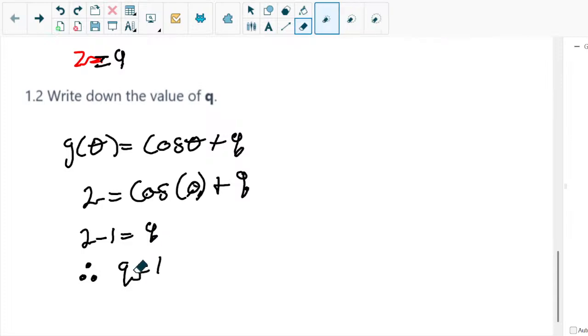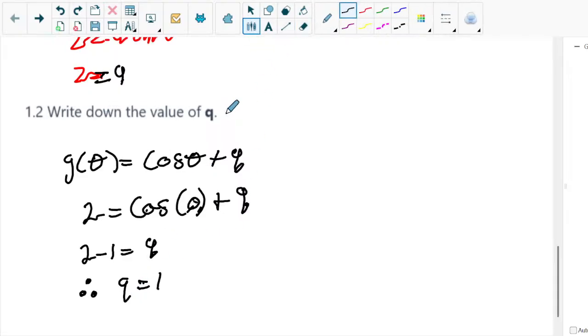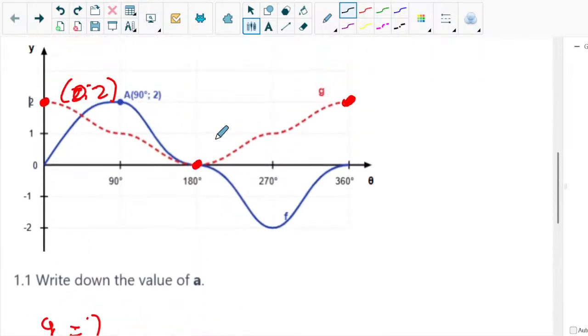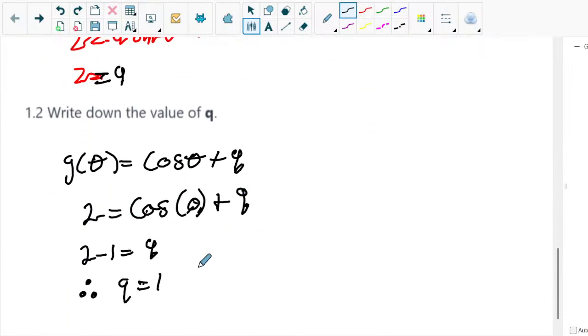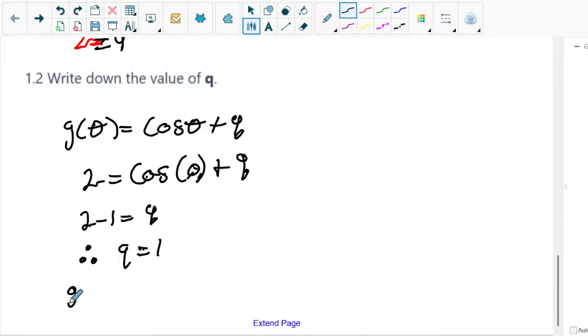So our graph looks like this. It says g of theta is equal to cos of theta plus 1. It shifted 1 unit up. Everything that was supposed to be there before just shifted 1 unit. The graph was supposed to start at 0:1. I made a mistake there. Now it's starting at 0:2.